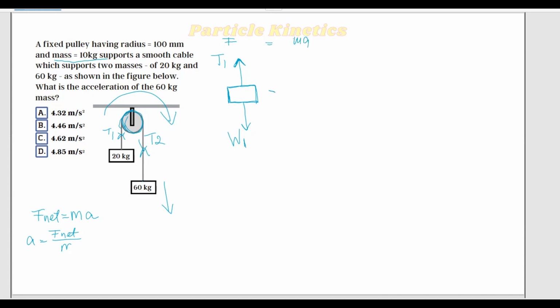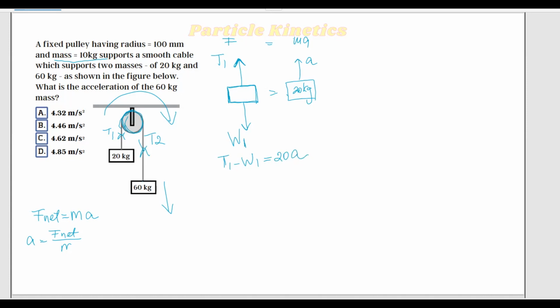Let's represent now the MA part. This is 20 kilograms, and acceleration is going to go upward. So if we want to write the equation for this system, we're going to have the forces, the F net, which is T1 minus W1 equals to 20A.